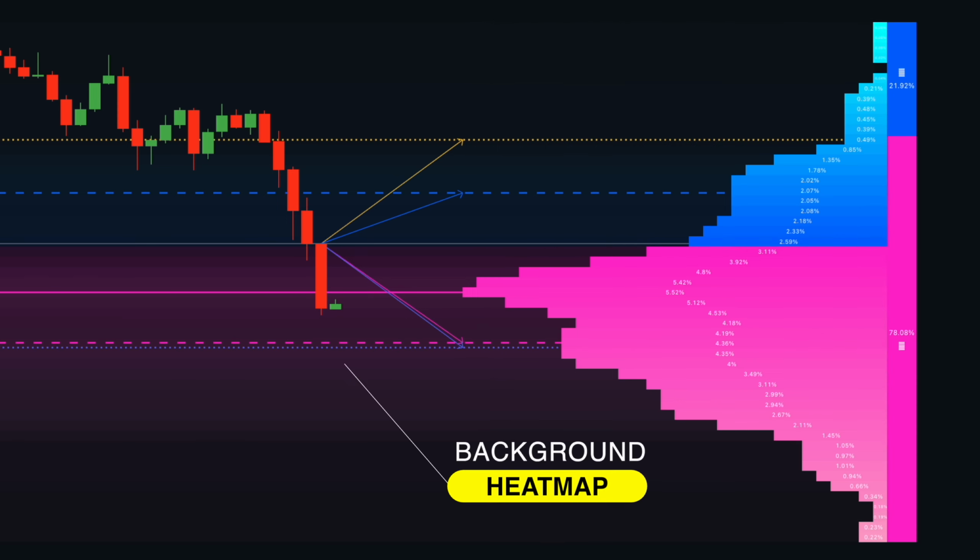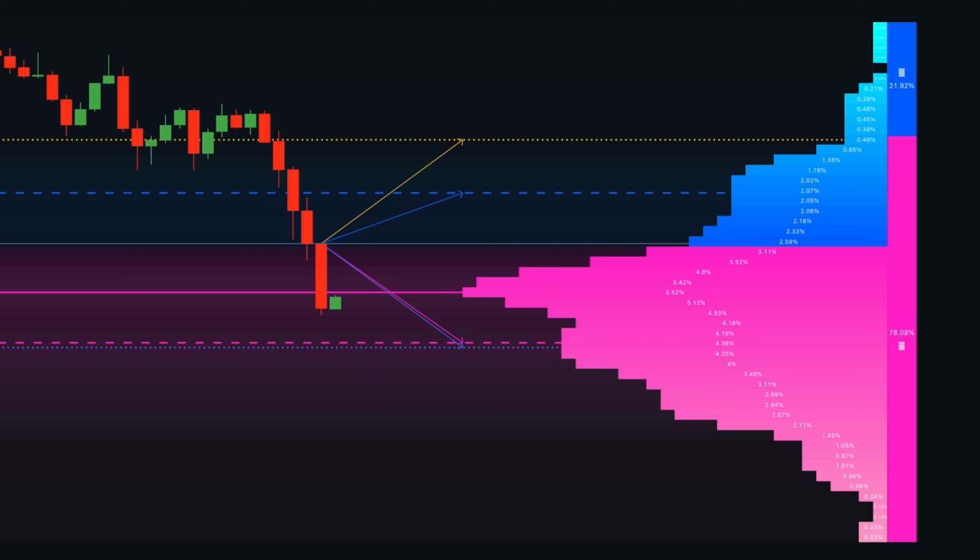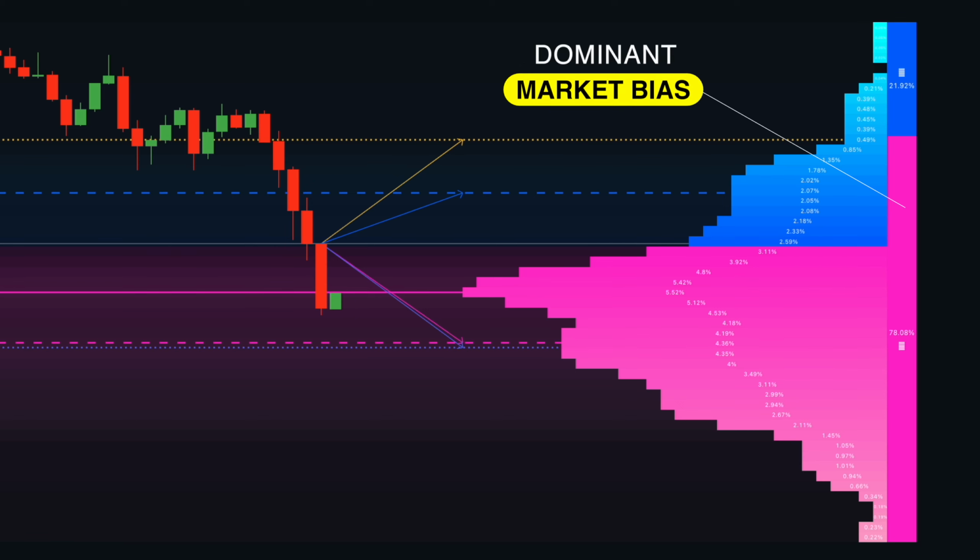To make things more user-friendly, the indicator also displays a background heat map. The brighter the price level, the more likely the price will end at that level. To use this indicator, you want to first assess market bias. From there, you want to target the most likely polar outcome.